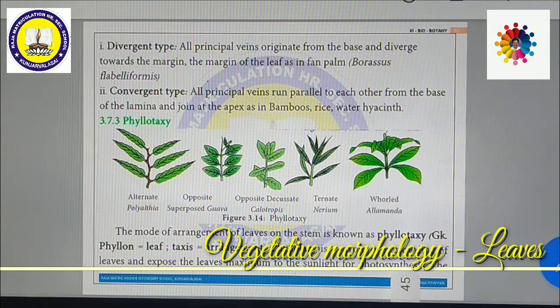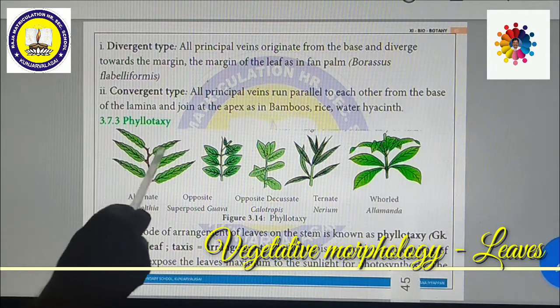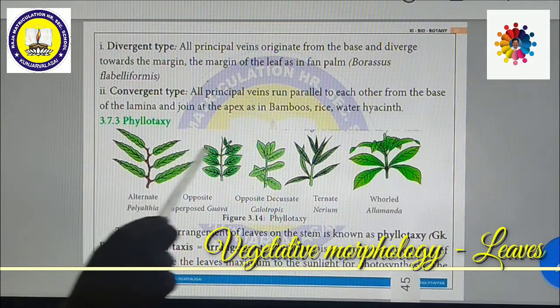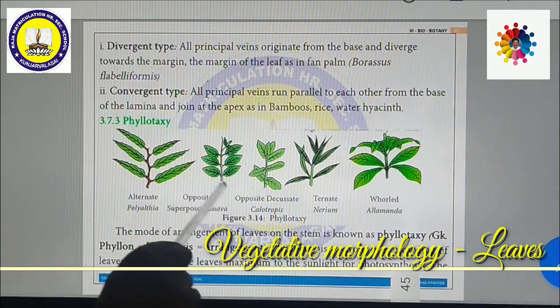These arrangements of phyllotaxy are further divided into 4 types. We shall see them one by one. This is alternate phyllotaxy. Leaves are arranged alternate with each other, as in Polyalthia. Next one is opposite.